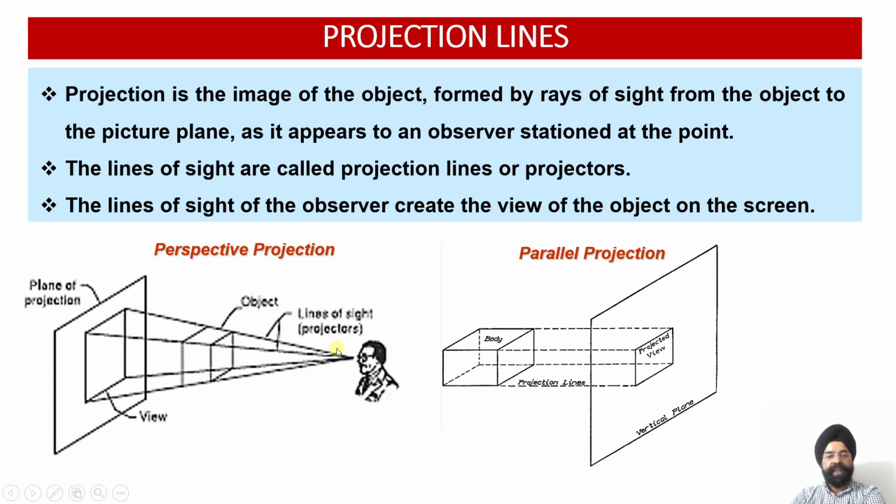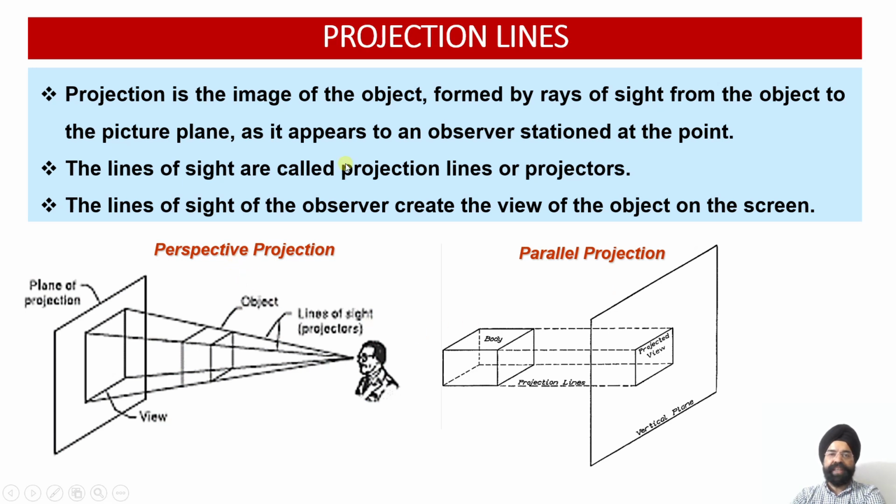As an observer, we are putting down our rays of sight onto the object and the final picture will be framed over here. So these lines of sight or rays of sight are called the projection lines or the projectors. They help you to develop the projection or image or view of any given object. So these lines of sight of the observer create the view of the object onto the screen.